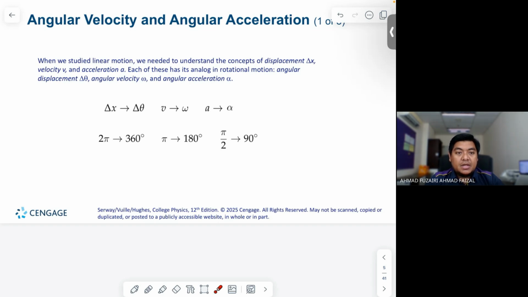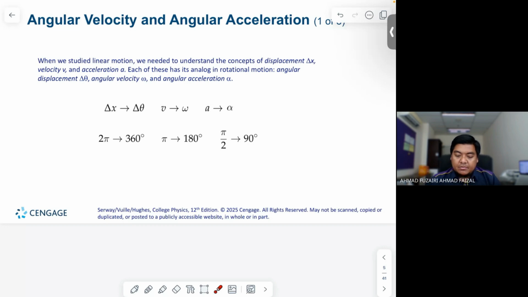So each of these has its analog in rotational motion. When you look into displacement, delta x, or in your words s, it can be referred to as the angular displacement. When you talk about delta x, the displacement in linear motion, in basic conditions it does not equal, but it can be related to delta theta. What is delta theta?